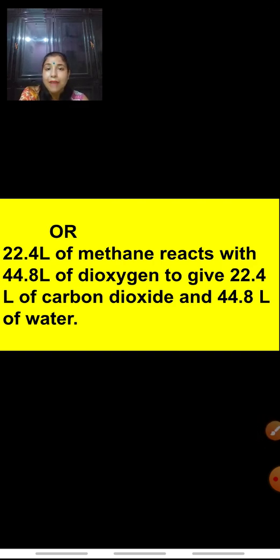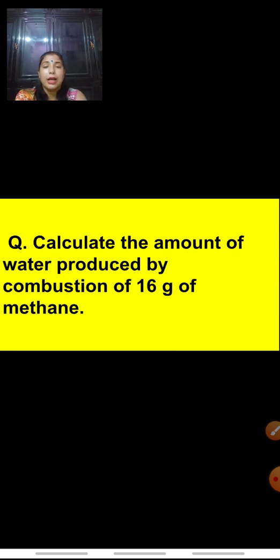Now what we have to do with the stoichiometric coefficient? Suppose for a chemical reaction you know the quantity of reactant. Without doing the actual chemical reaction in the lab, you can simply find out what quantity of reactant will produce what quantity of product. Now see, it will become more clear to you from the following numerical.